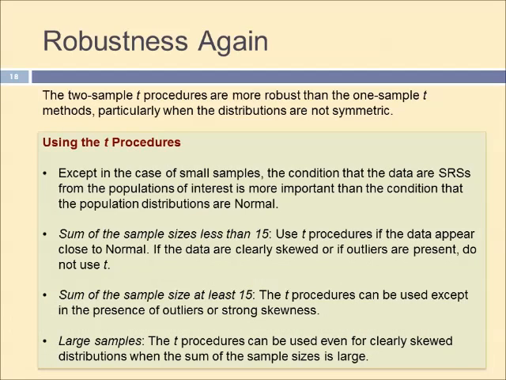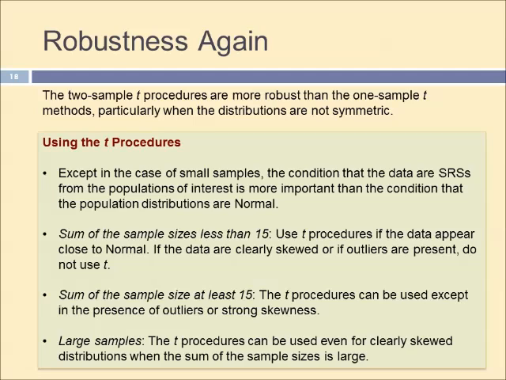Okay, so we need to talk a little bit about robustness again. The two-sample t procedures are actually more robust than the one-sample t methods, particularly when the distributions are not symmetric. That's a good thing. So, except in the case of small samples, once again, the condition that the data are simple random samples from the populations of interest is more important than the condition that the population distributions are normal, with notable exceptions.